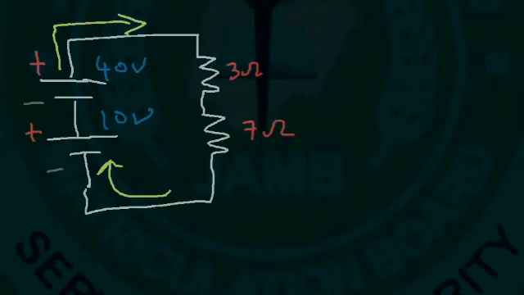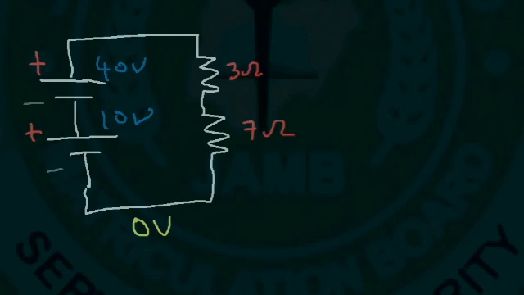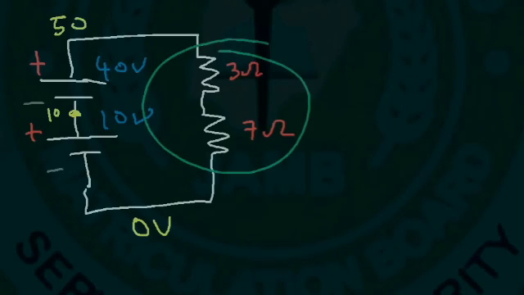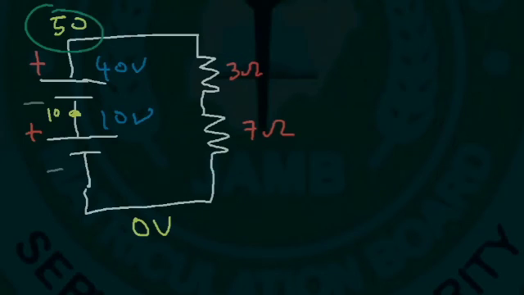But now let's create a map of the voltages at every point. So over here the voltage is 0. Then this side is higher by 10 because this is the positive terminal. So at this point the voltage is 10. Here the difference is 40, and the positive side means that it's 40 volts higher than the negative side. So this side is 50. So the voltage across the two resistors is 50 volts. 50 minus 0.